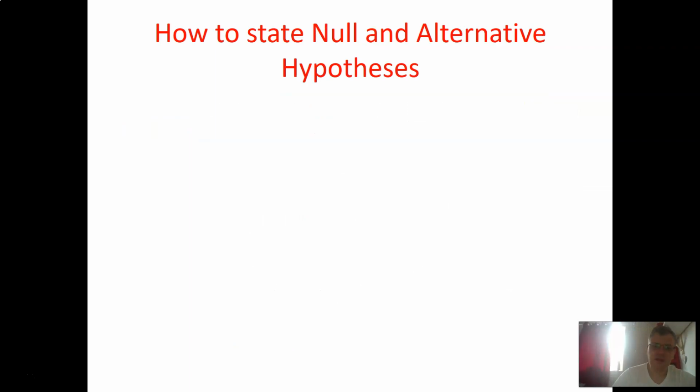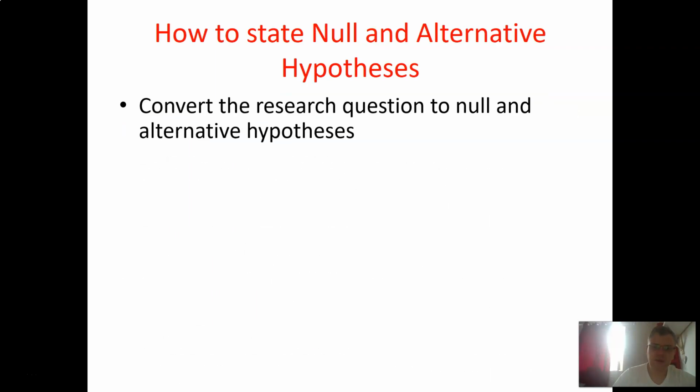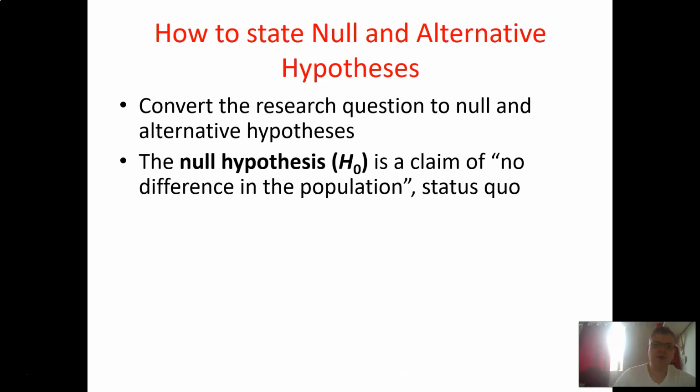So how to state the null and alternative hypothesis? Again, convert the research question to a null and alternative hypothesis, two different claims. The null hypothesis is the claim of no difference in the population, a status quo. There hasn't been any increase.